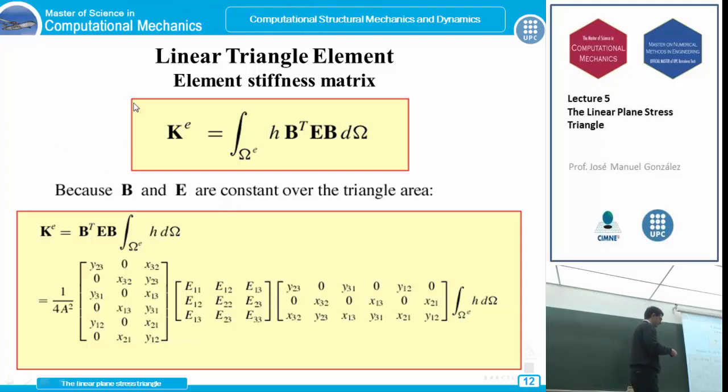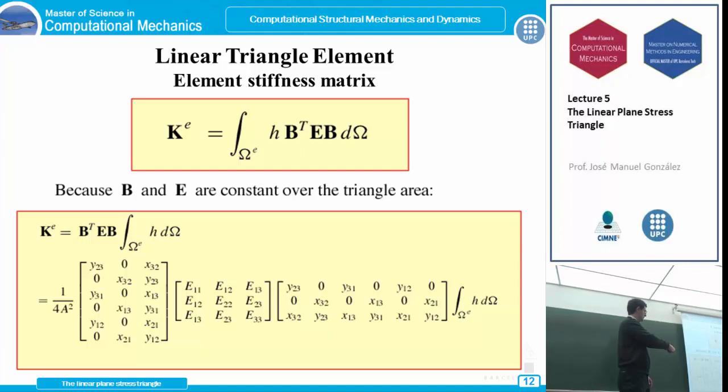And finally, we come to this stiffness matrix. This is the stiffness matrix we have obtained in the last class. It was expressed in terms of this B strain displacement matrix, this elastic matrix, and this thickness. This is the thickness of the plate for a plane stress problem. And now, if we place the results we have obtained in the last slide in this integral, we're going to obtain this sort of result.